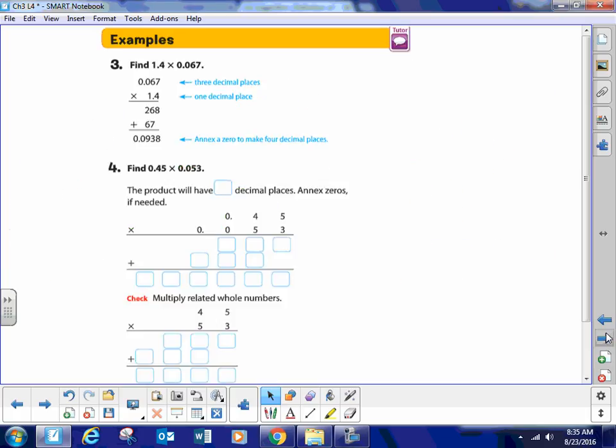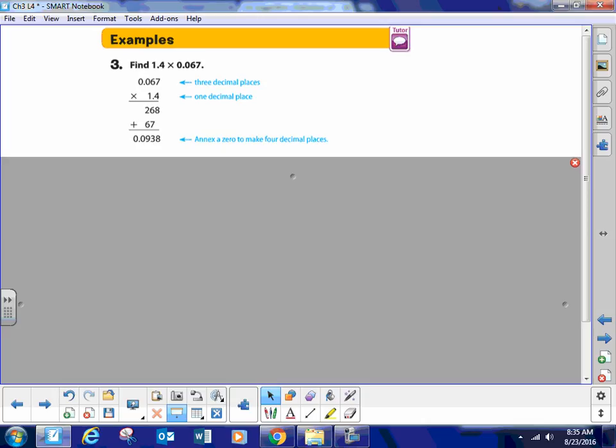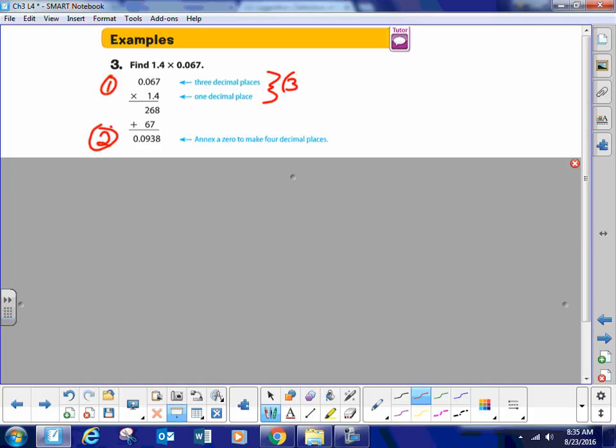Again, we'll go ahead and read this first part, right? Find 1.4 times 0.67. They set the problem up, right? 1. They multiply as normal. 2. They count the numbers behind the decimal place. This is 3. And then step 4 is they have to give it 4 decimal places. 1, 2, 3, 4. They really don't show you doing it. And here they had to annex a 0. They even talk about it. Annex a 0 to make 4 decimal places. Okay.